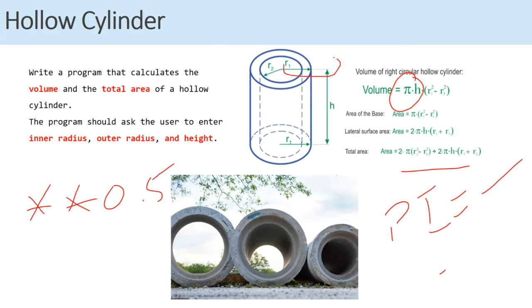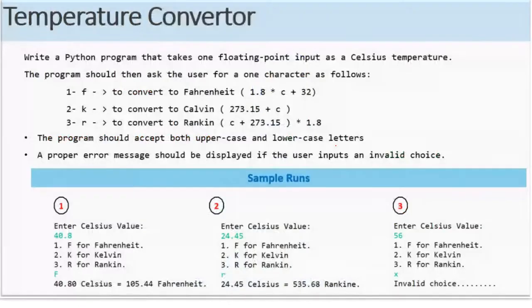So your input will be what? Outer radius, inner radius, and height. Yes or no? And all are float, definitely. Then how to calculate the volume? This is how to calculate the volume. How to calculate the area? These two values, you can add them and print the area and the volume. Since I covered this in an earlier video, I want to go to the next question, which is decision making.